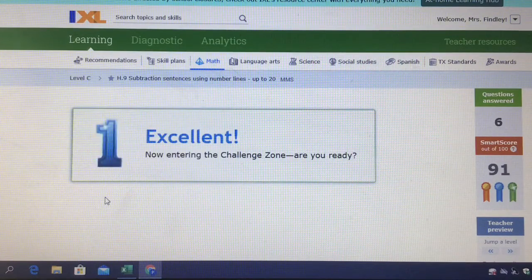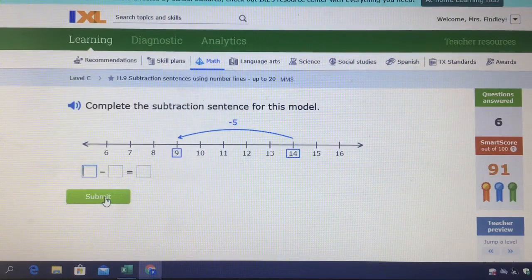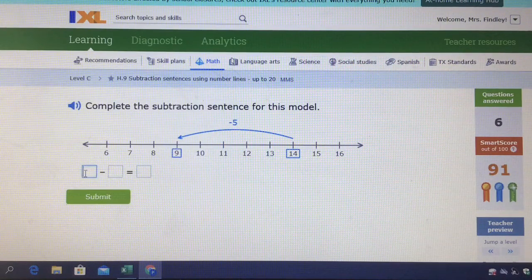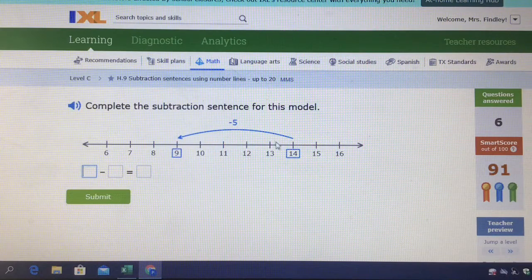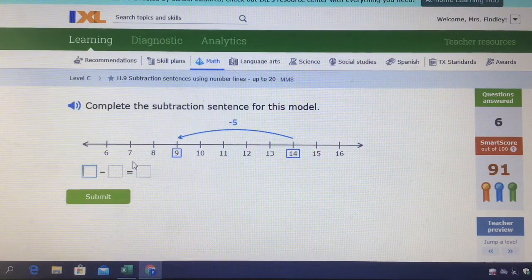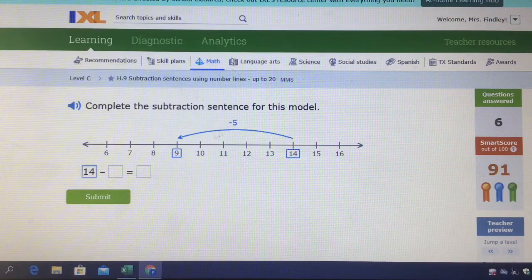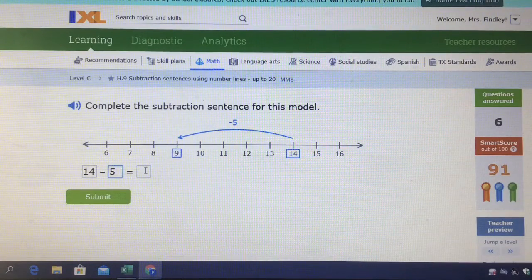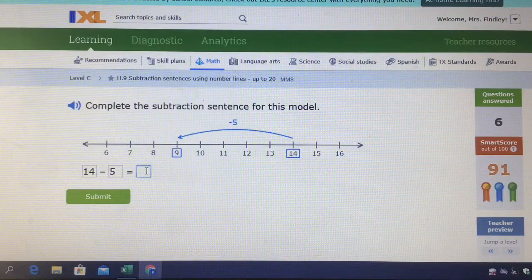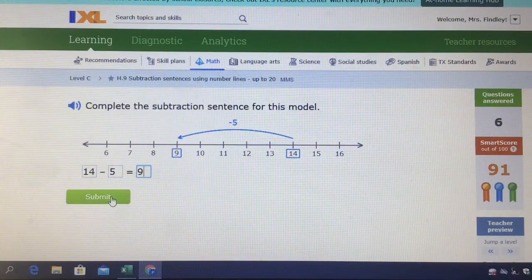All right, here's our challenge zone. Let's just see what it looks like. Where are we starting? How many are we taking away? And where are we going to land? It looks like we're starting back here at 14, so we put 14 in there. How many did they take away? They took away 5. And where did we land? We landed at 9. So 14 minus 5 equals 9.